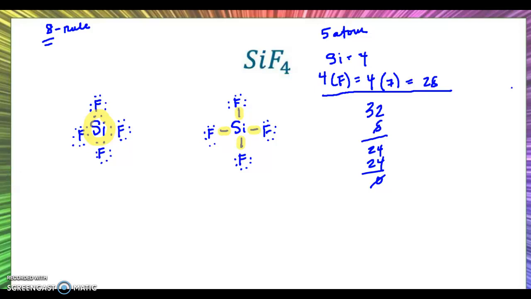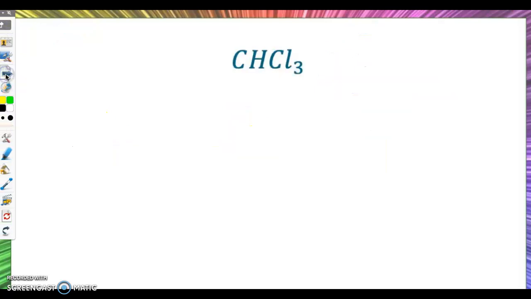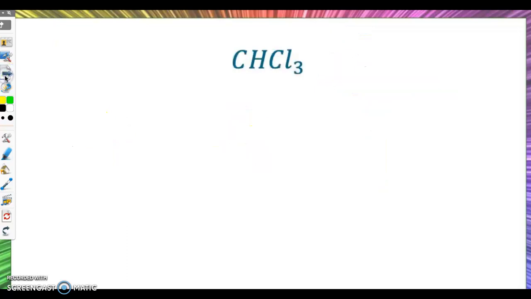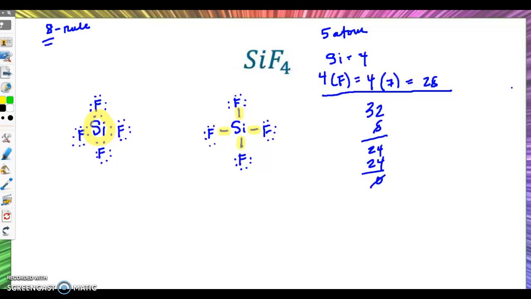All right, I'm back. Here's the second part of the Lewis structures, dot structures, structural formula structures for today. So we just did silicon tetrafluoride in the previous video. Let's do something that looks slightly more complex, but in the end, not really.